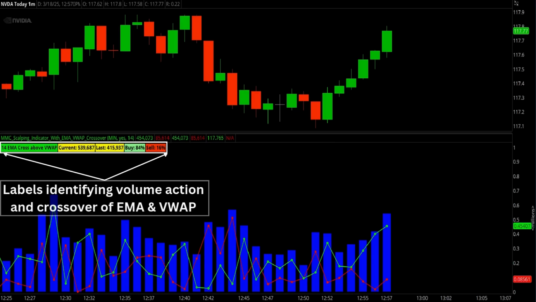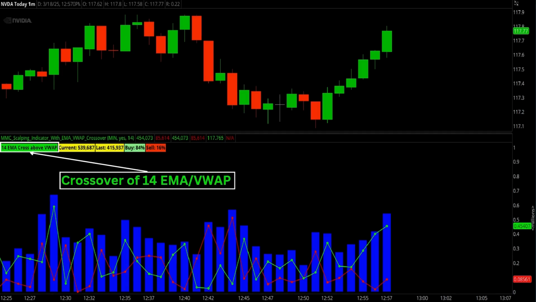In addition, the longer-term crossover between the 14 EMA and the VWAP helps the trader see longer trends. As we break down these dynamic labels, we will see on the left that a green or red label illuminates when the 14 EMA crosses above or below the VWAP, giving the trader a perspective of a longer trend.